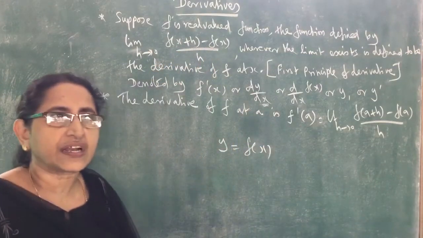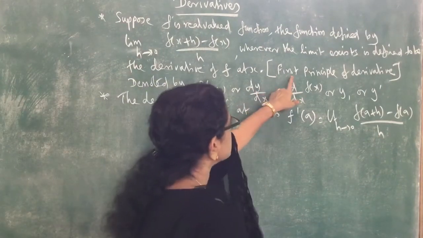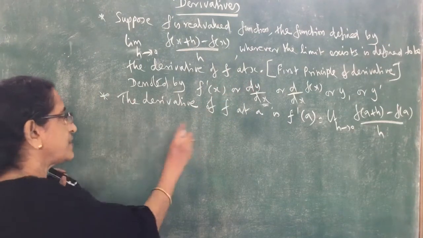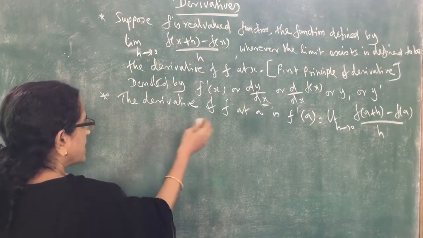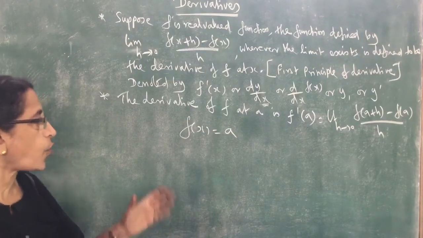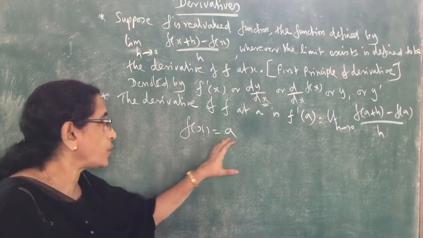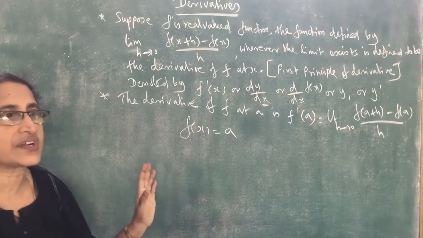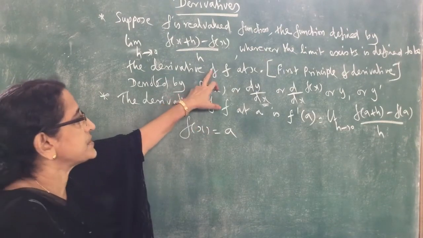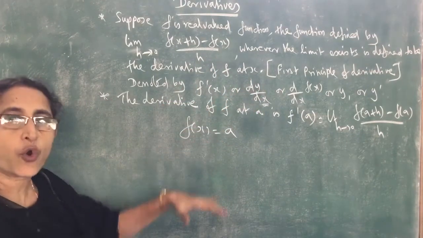Now we will find the derivative of some functions from first principle. This definition is called the first principle of derivative, so using first principle we can find the derivative of some functions. Consider the function f of x equal to a. This is called a constant function. Now we can find the derivative of this function using first principle.